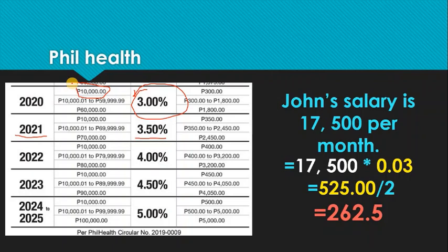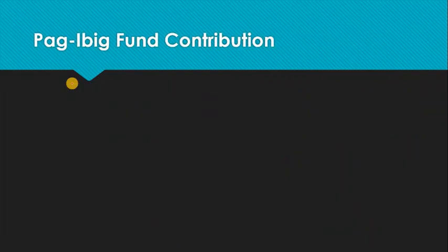Okay, so in this video we are focusing on the premium PhilHealth contribution, meaning the salary is 10,000 and up. If your salary is 10,000 below, that's another story, another computation. But we are focusing on the amount of 10,000 and above. Okay, so that's how PhilHealth works. Now, let's proceed to the Pag-IBIG fund contribution.